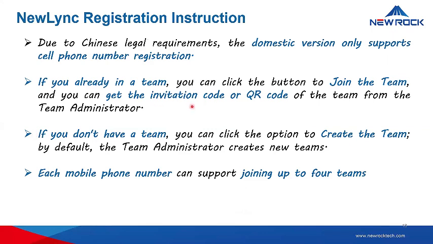With regards to the registration instructions, the first one is with regards to the domestic version. This we only support the cell phone number registration. For the overseas version, we support both the phone number and the email registration. If you're already in a team, you can click the button to join the team, and you can get the invitation code or the QR code of the team from your team administrator. If you don't have a team, you can click the option to create a team, or by default the team administrator creates new teams for you. Each mobile phone number can support joining up to 4 teams only.